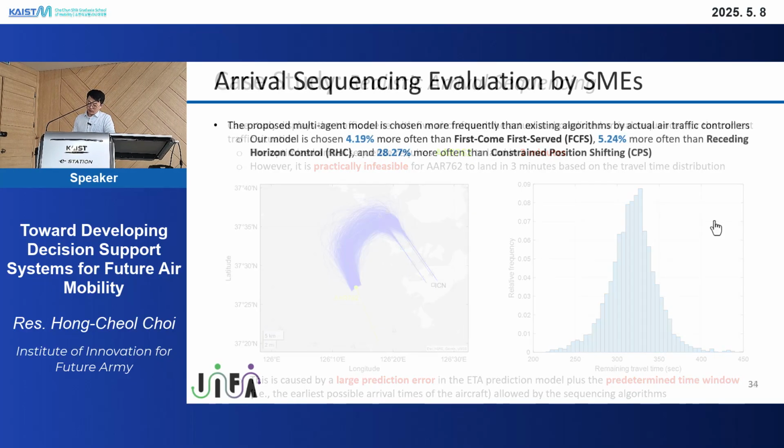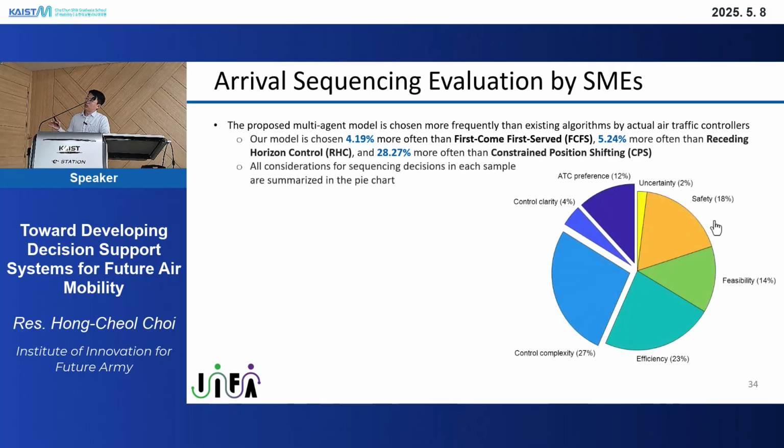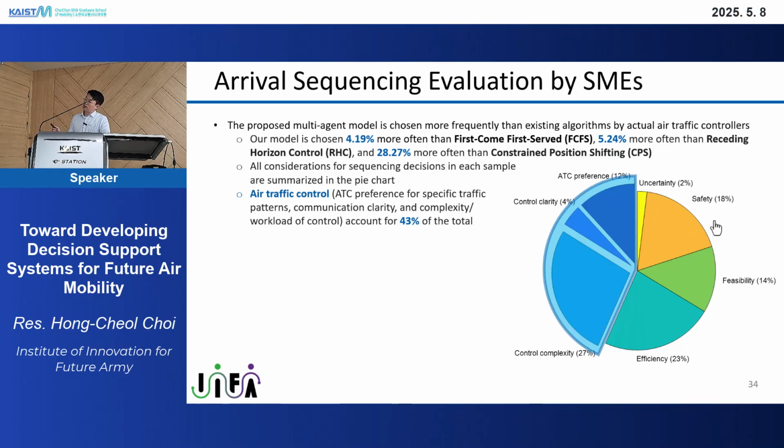Combining these two generates this kind of unrealistic arrival sequencing. Also, this proposed model was evaluated by subject matter experts, that is, air traffic controllers. Four different air traffic controllers compared our proposed method's sequence. As you can see here, our model is more frequently chosen by the air traffic controllers, and they provided some considerations for their decisions. They consider the practicality of the sequence. They consider their own preference, but also air traffic control clarity and control complexity, because there are multiple aircraft, up to 20 or 30, trying to land at once.